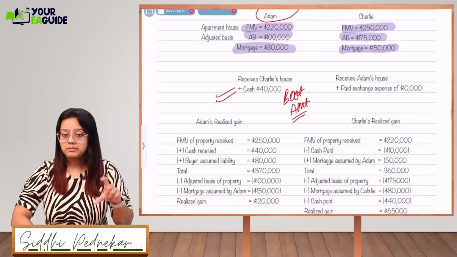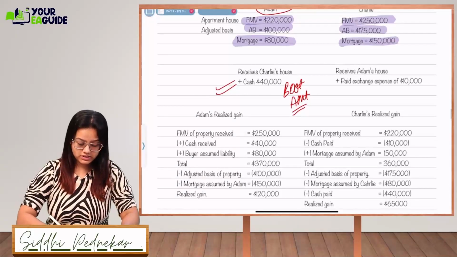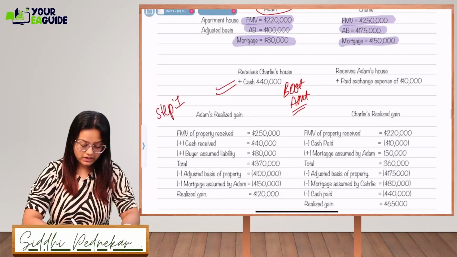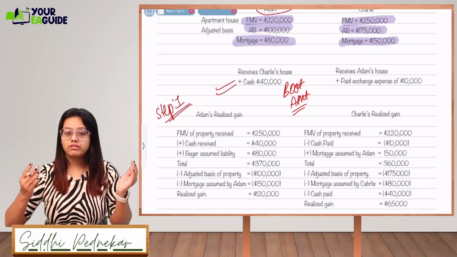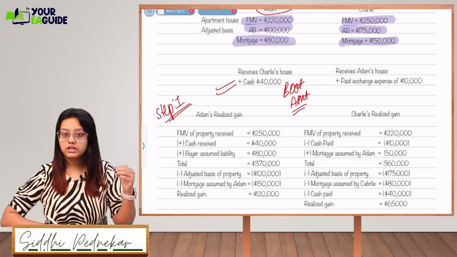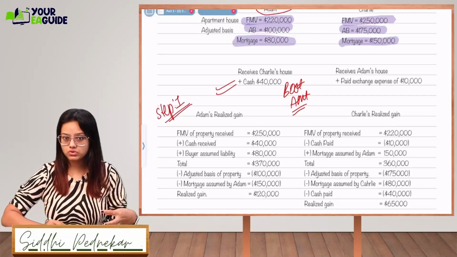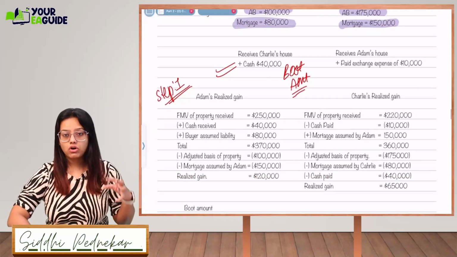So please understand this properly. First step, Step 1, is calculate the realized gain. Realized means whatever benefit Adam is going to receive, you are going to add it. Whatever things they have given up, you are going to reduce it. Mr. A is going to add all the benefits and reduce all the things which they have given up.